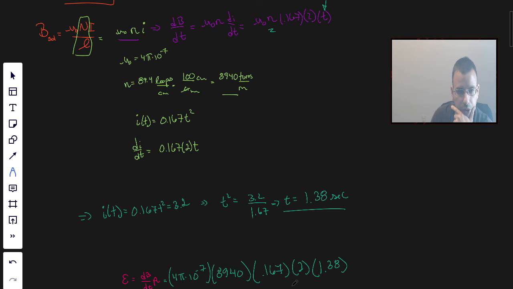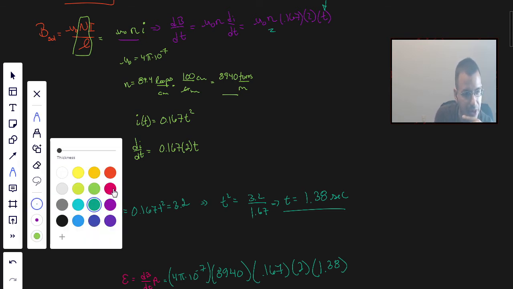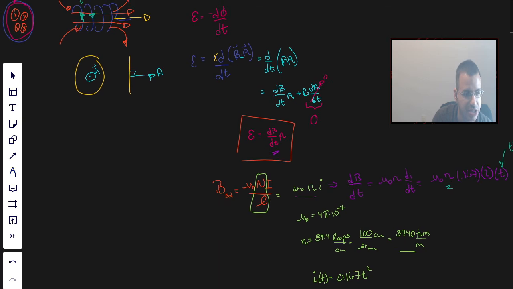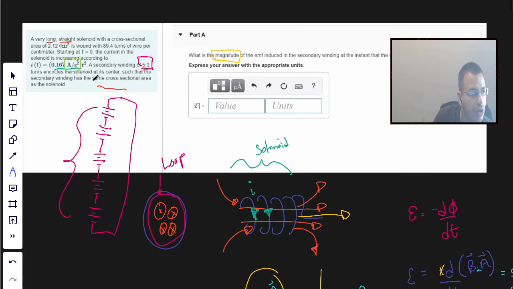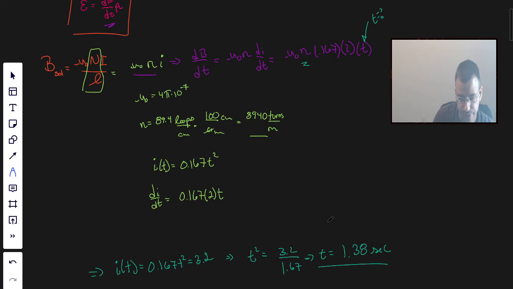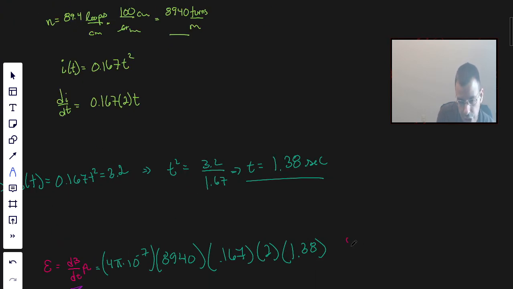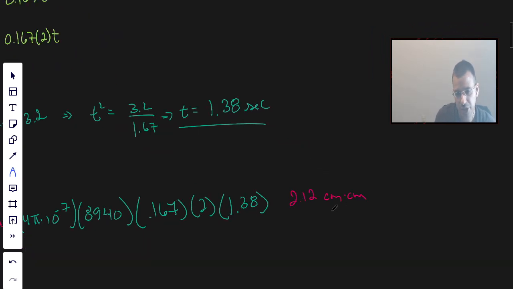So now we're going to multiply this by the area. They give us the area, which is 2.12 centimeters squared, which I'm going to write as centimeters times centimeters, just because that way it's easier for me to convert it. So we have 100 centimeters per 1 meter times 100 centimeters per 1 meter.